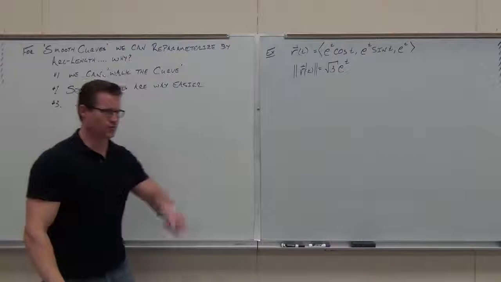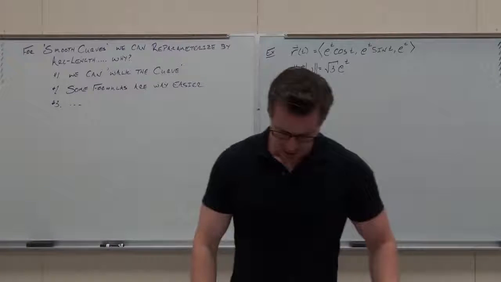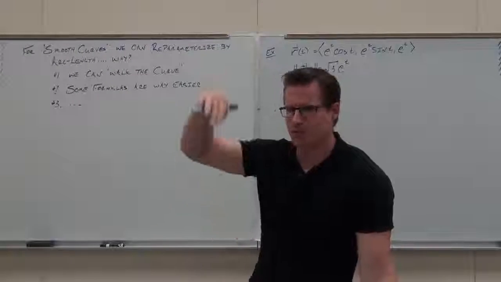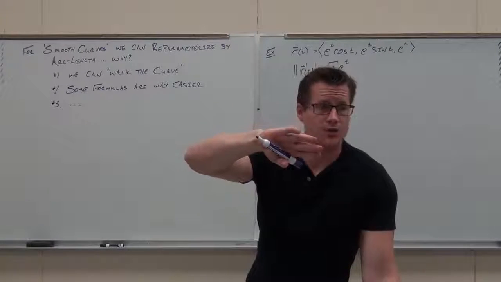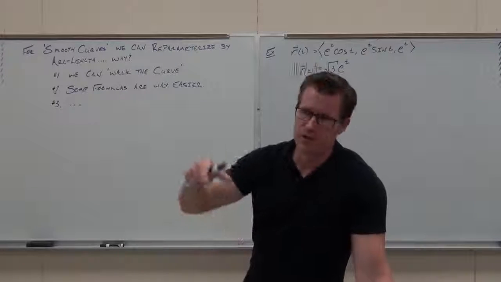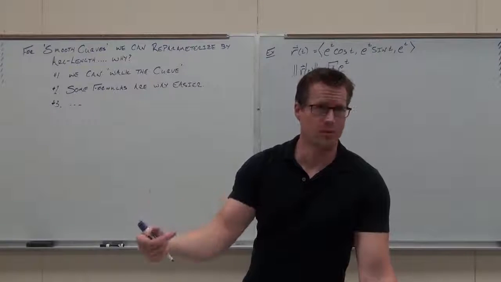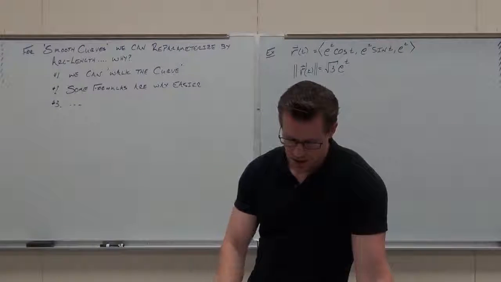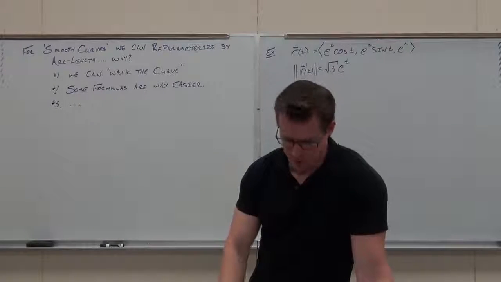Number 3, wait for it. So, do you understand the why? Why we get to travel the curve, basically walk the curve. Number 2, some formulas become way easier. Part of 2 is some formulas are even possible when we get to like chapter 15. Some of these things are defined in terms of arc length. Number 3, we're going to wait for it till after our first example.